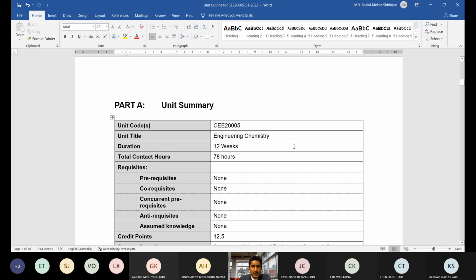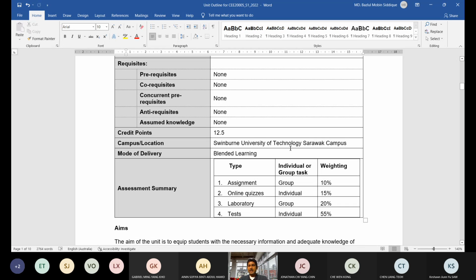It will be 12 weeks as well, and in a broad sense, this unit will have assignment, online quizzes, laboratory, that means laboratory works. It will be experimental work, and then tests. So the tests include all the in-semester tests and the final exam as well, all included. And the details are given later in that unit outline. So please go through it.